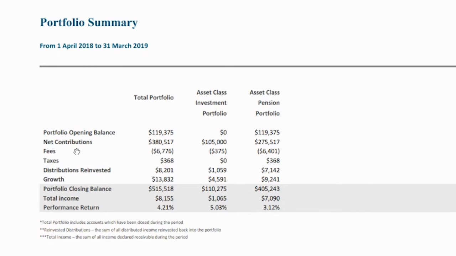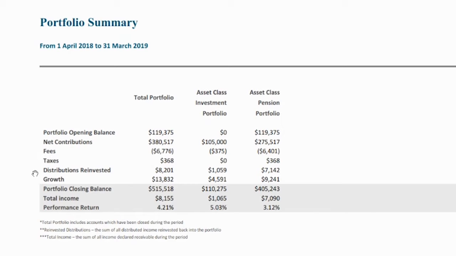Next, we have the total fees paid over the 12 months, and this includes the administration fees and the capital partners fees. There's also a line for the taxes paid in the accounts, net of any tax credits, and these credits include things like franking credits, for example.